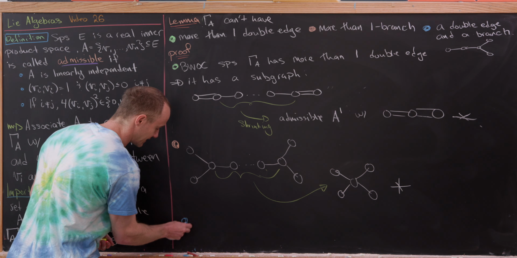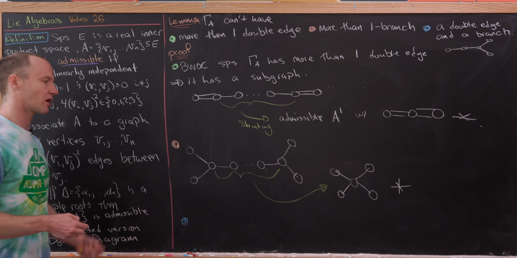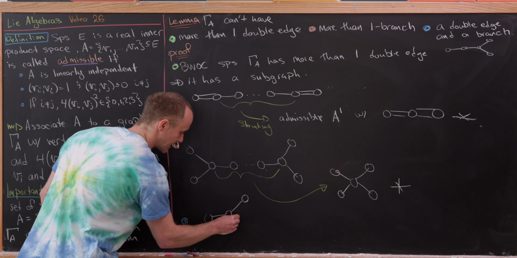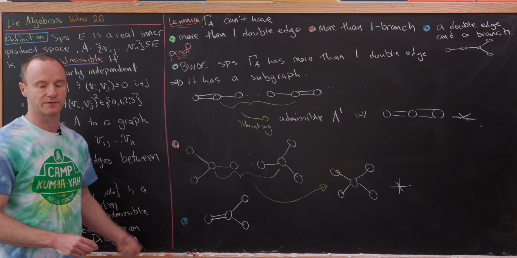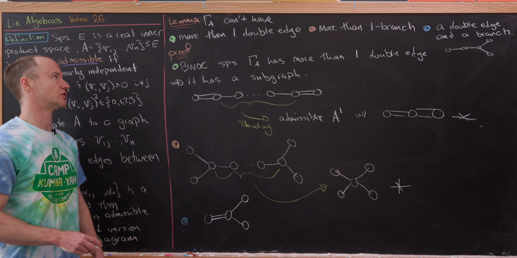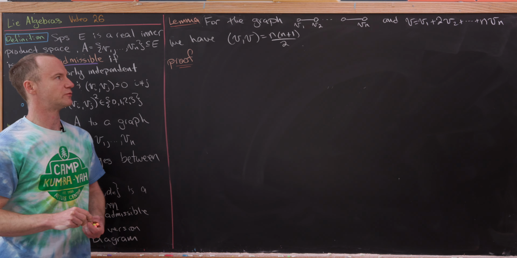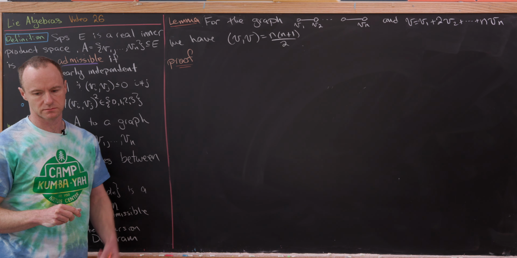pretty much exactly the same. In this case, I'll just draw the shrunk graph at the end, and it's going to look something like this. But again, that middle vertex is connected to four edges, which we earlier showed was impossible. Okay, let's keep going. Okay, so next up we've got a lemma.